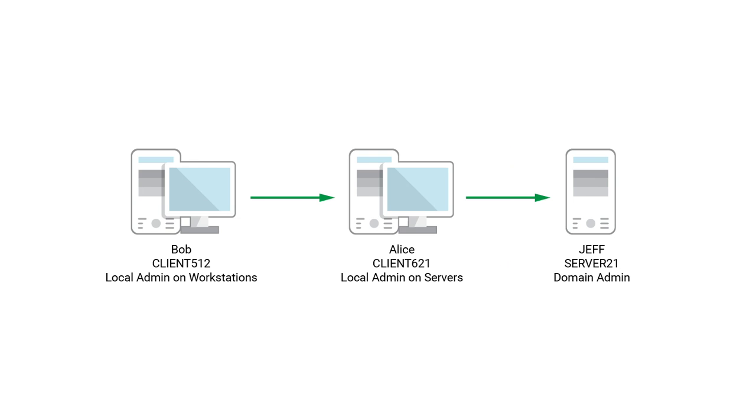If we manage to compromise Bob's account, we could pivot from client 512 to target Alice on client 621. By extension, we may be able to pivot again to compromise Jeff on server 21, gaining domain access. In this type of scenario, we must tailor our enumeration to consider not only domain admins, but also potential avenues of chained compromise, including a hunt for a so-called derivative local admin.